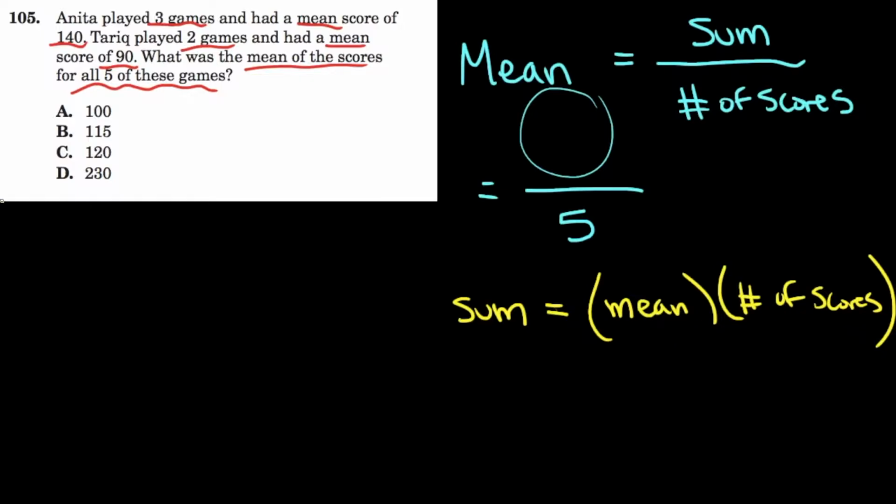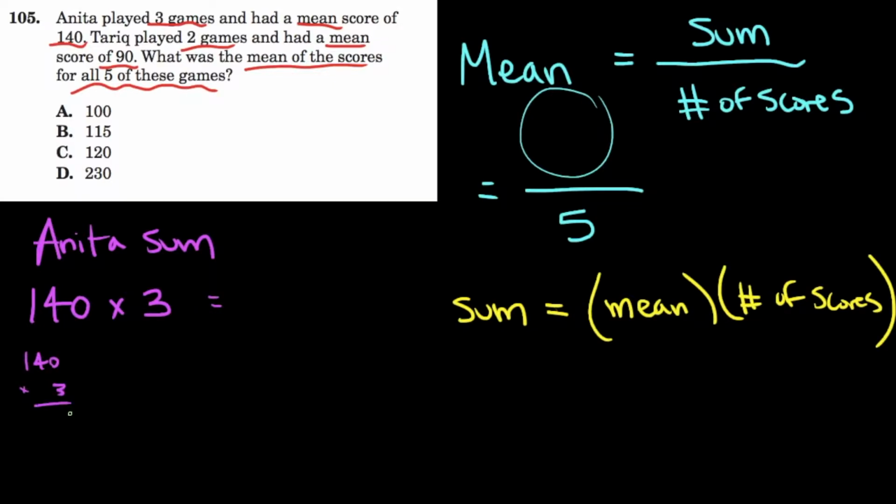So let's find Anita's sum and Tariq's sum, and we'll find the total sum. So Anita's sum. Using this formula over here, the mean times the number of scores. She had a mean of 140, and she played 3 games, so that's 3 scores. 140 times 3, what is that? 420.